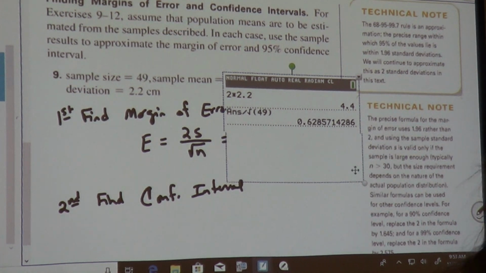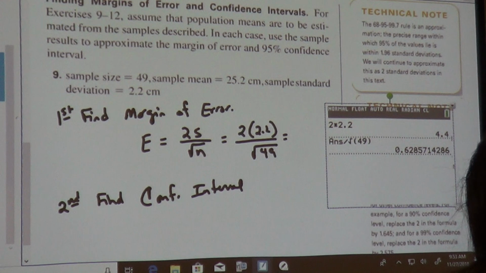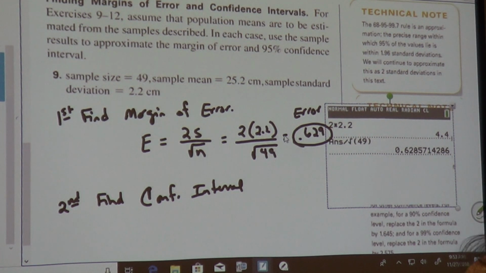Now, my math lab is going to tell you where to round it to. I'm just going to call it 0.629. They'll tell you how many places to go. I just went through. So that's my error. That's my wiggle room. That's what I'm going left and right. Now, what do I wiggle off of? Yes. I wiggle off of the mean.